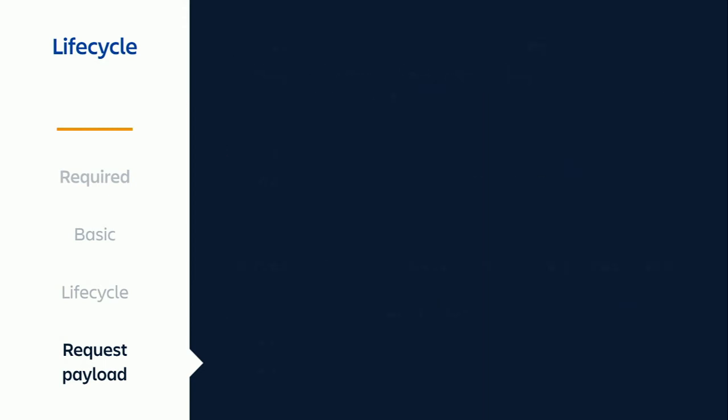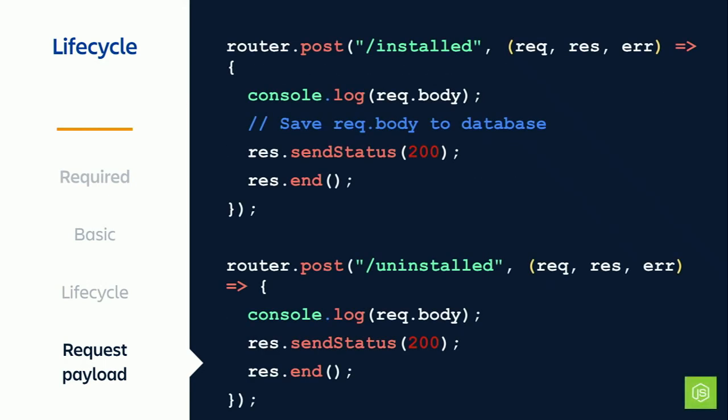Let's take a look at some backend code. Here in your backend code, you'd set up a route that listens for a post on the URL that you defined in your descriptor. In this Node.js example, we'd look for the payload in the request.body property, and then we can do whatever we want with it. For instance, let's save it to a persistence database so we can retrieve it later.